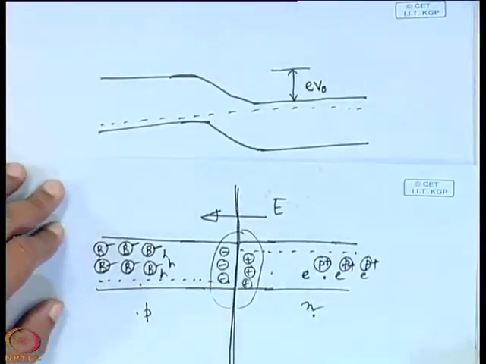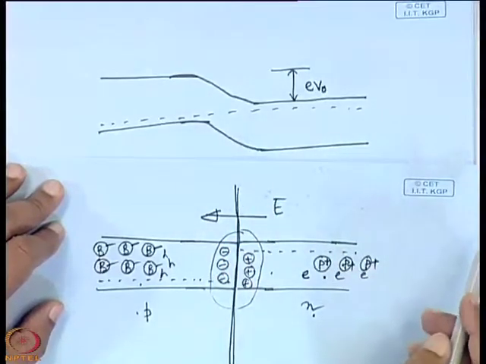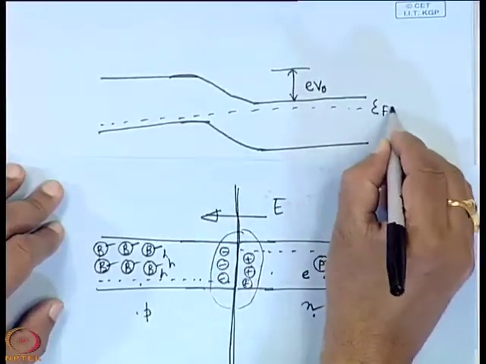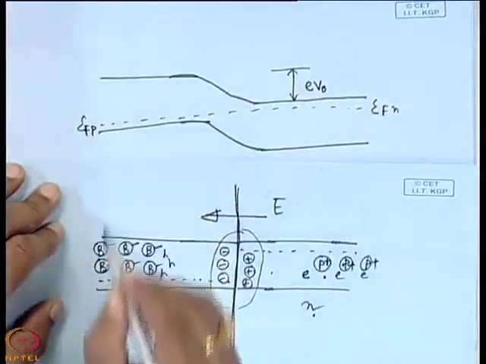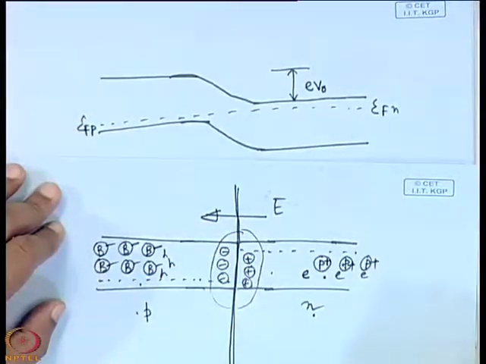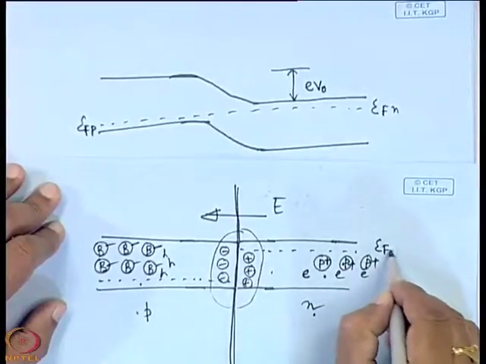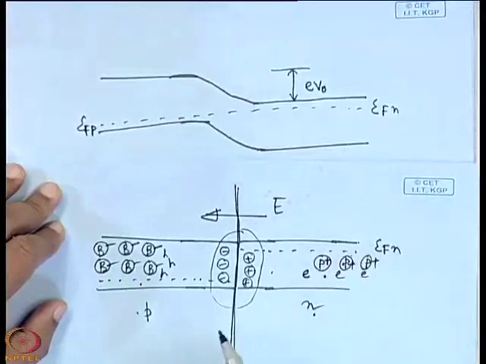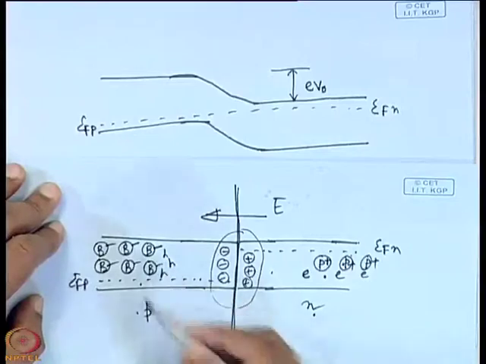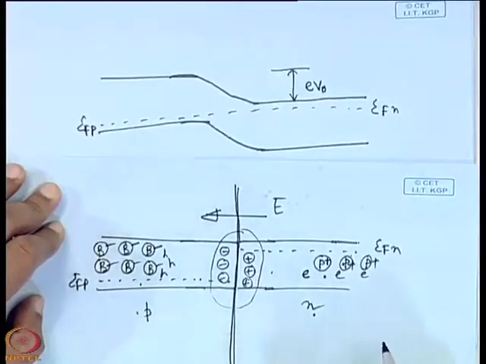What is the difference between this one and that one? Here you see that throughout the material there is only one Fermi level. There is one Fermi level throughout the material. It is aligned. Single Fermi level. Here there were two Fermi levels. Here this is EFN, which was just below the conduction band of the N type, and it is EFP, which was just above the valence band of the P region. Two Fermi levels were there for two different regions.